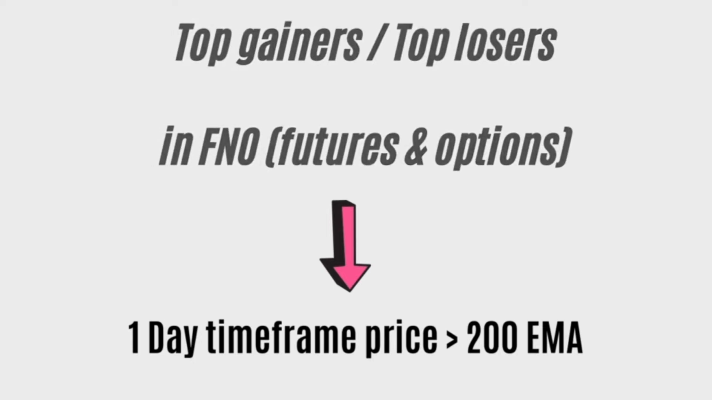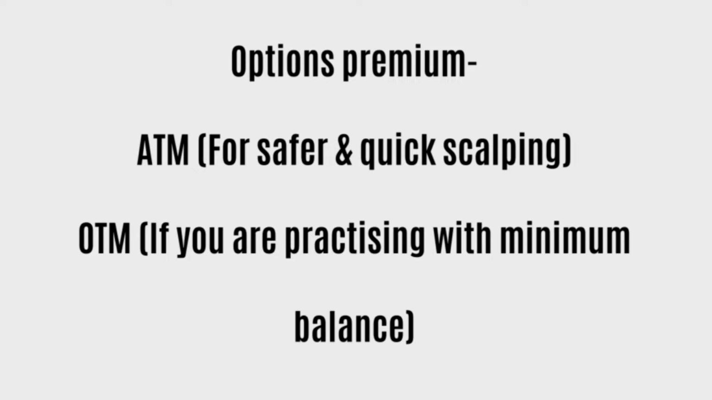So now the next step is to choose the option premium. You can go for at the money if you want a quick scalping, as the movement is very fast, but the time decay is also very low. But if you are using a small capital, or if you just want to practice, you can use slightly far away OTM. Now let's look at the entry criteria.